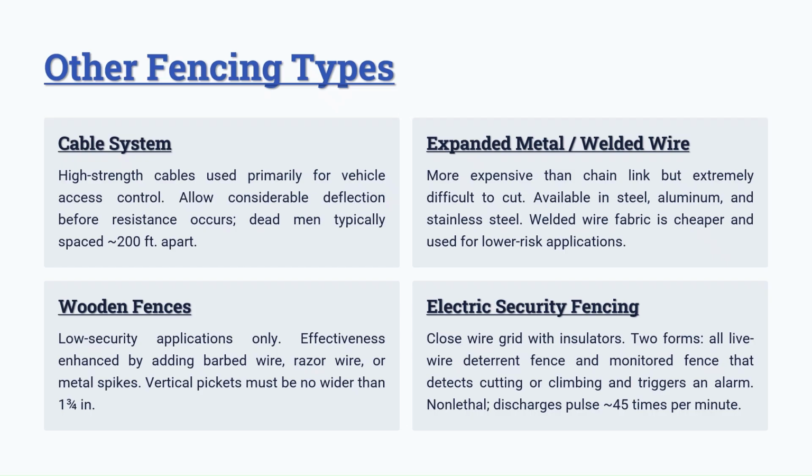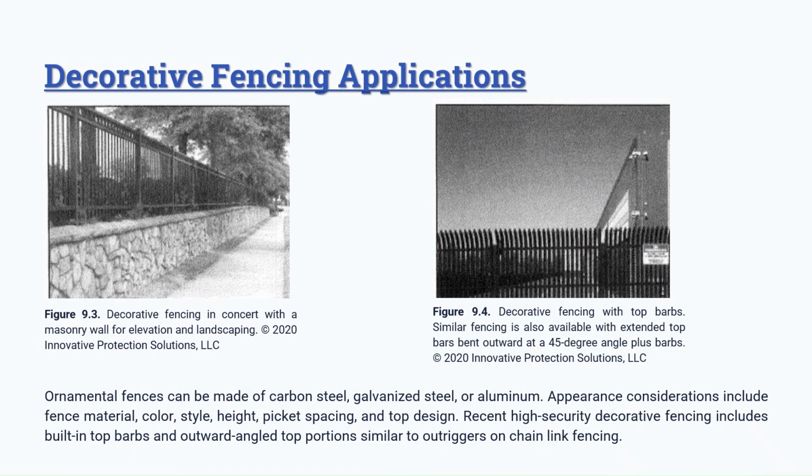Cable systems are effective for vehicle control and can absorb impact before failure. Expanded metal or welded wire fencing offers greater strength and is more resistant to cutting. Wooden fences are generally used for low security applications and rely more on appearance than resistance. Electric security fencing, on the other hand, provides an active deterrent, delivering shocks and triggering alarms when tampered with. Each type serves a purpose, and selection depends on the level of threat, cost, and operational requirements.